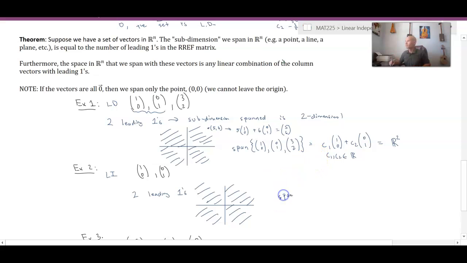So the span of 1, 0 and 0, 1 is any linear combination of the 1, 0 vector and the 0, 1 vector. And again, where C1 and C2 can be any real numbers depending on what point I want to make it to. And this allows me to travel anywhere in R2. So again, the subspace span is 2-dimensional. Because we're thinking about this as a space that we can travel along, we can say that the subspace span is 2-dimensional.